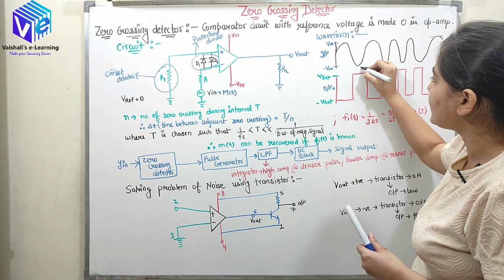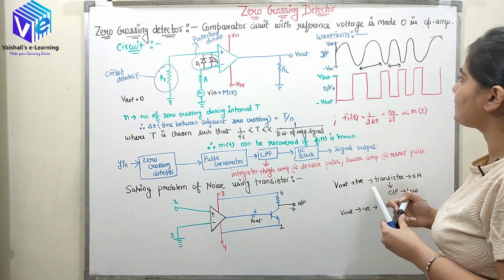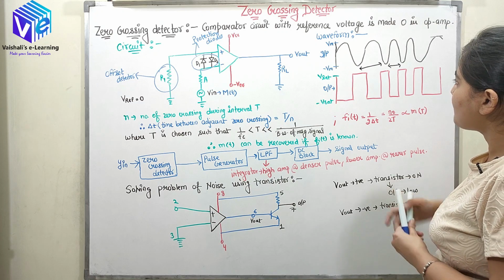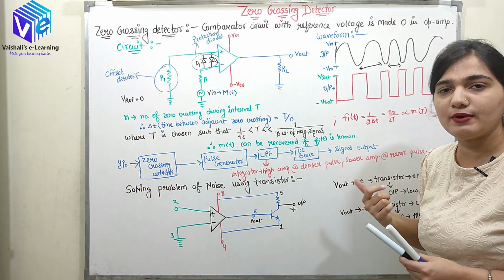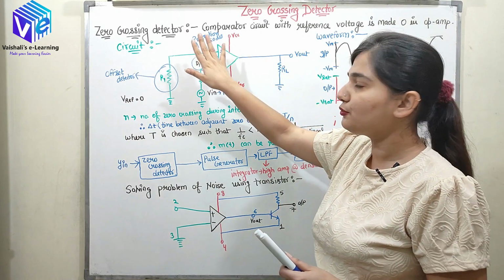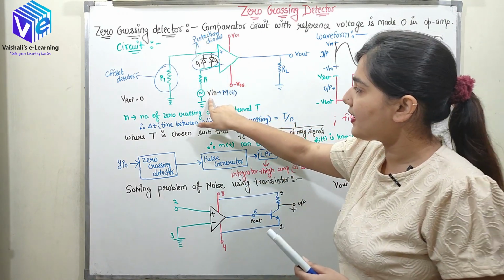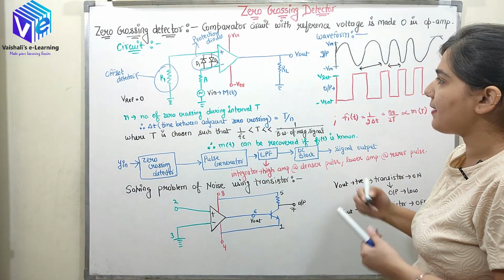Now you can see the waveform has different frequencies. Here it has a different frequency and here it has another frequency. You can see at this point I have a higher frequency, at this point I have a lower frequency. Now if this signal is fed to this input, what would happen?